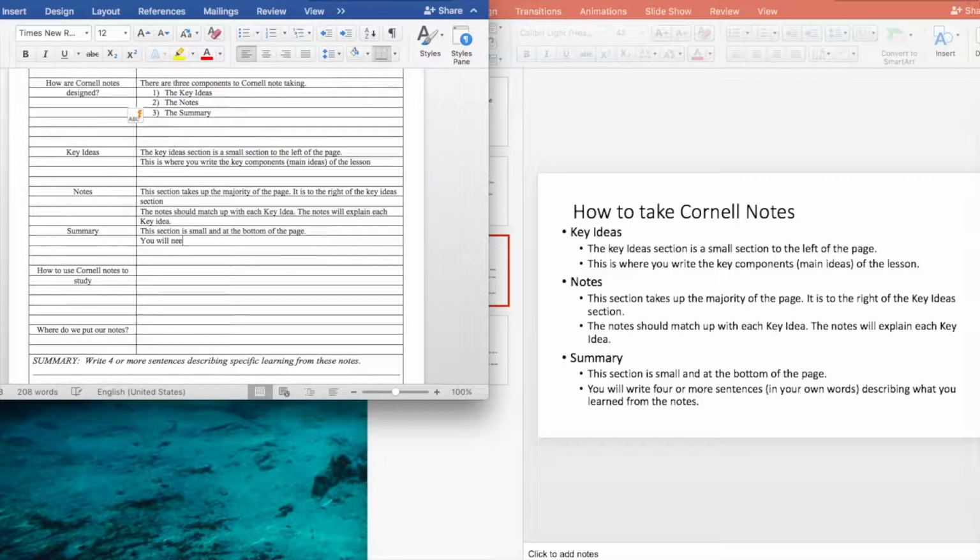You will write 4 or more sentences in your own words describing what you learned from the notes.